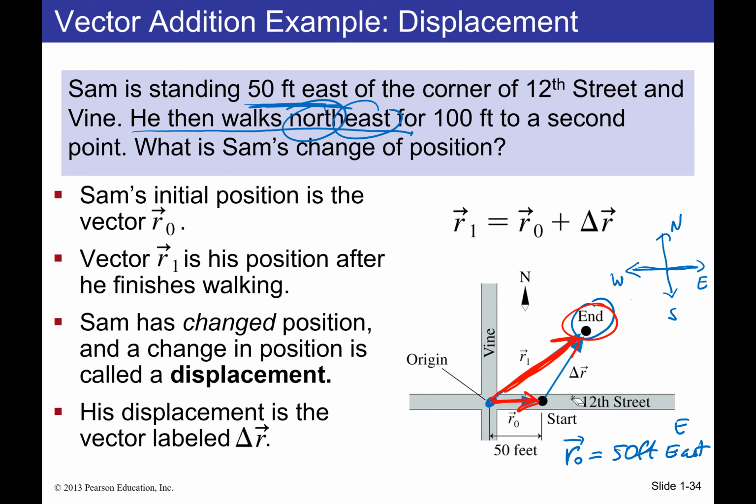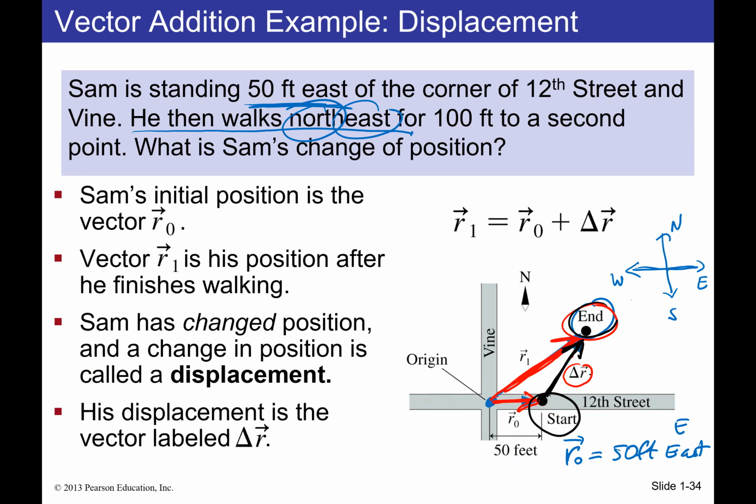All right, so technically what we have, delta R represents change in position, right? Because we went from this starting point to this end point. And this vector is the delta R, change in position.